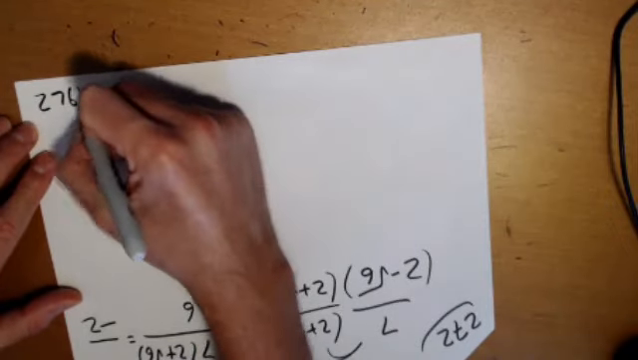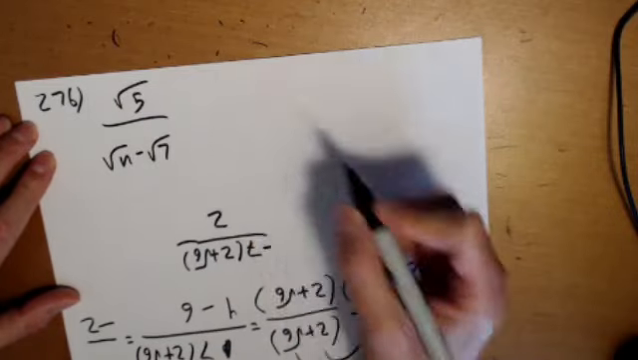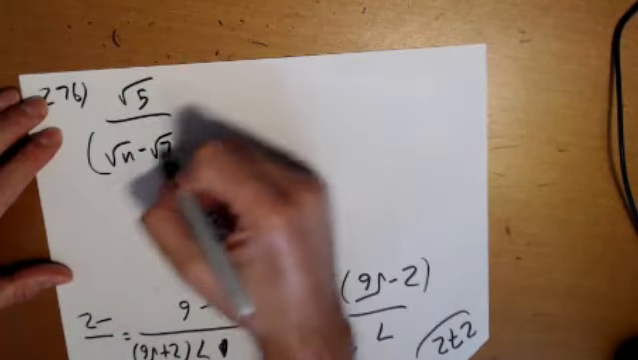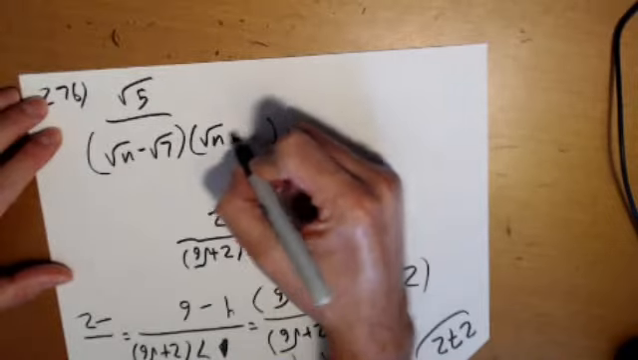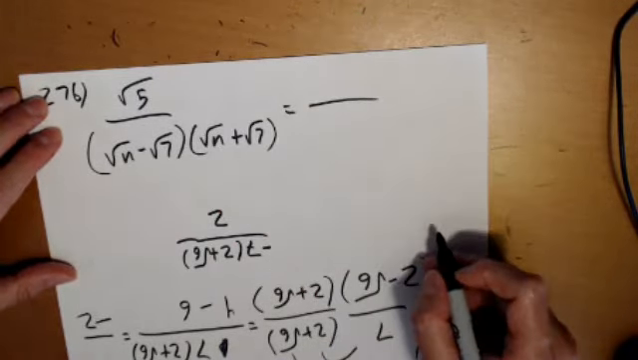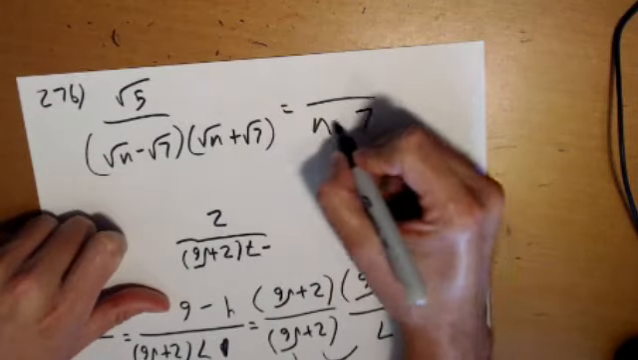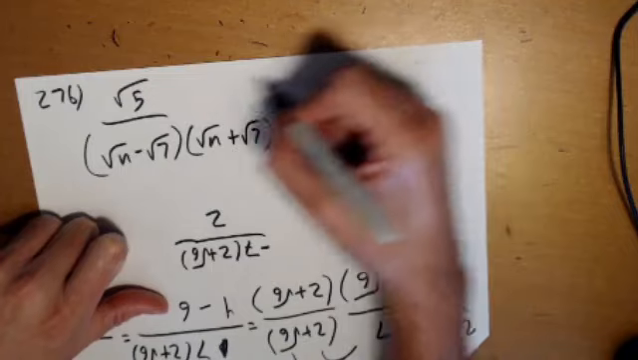Next, radical 5 over square root of n minus rad 7. Oh, there's radicals downstairs. No big deal. I'll just multiply by the conjugate, rad n plus rad 7. Multiplying conjugates, is that easy? Yes. Rad n times rad n is n. Rad 7 times rad 7 is 7. Oh, okay. I guess that was pretty easy.